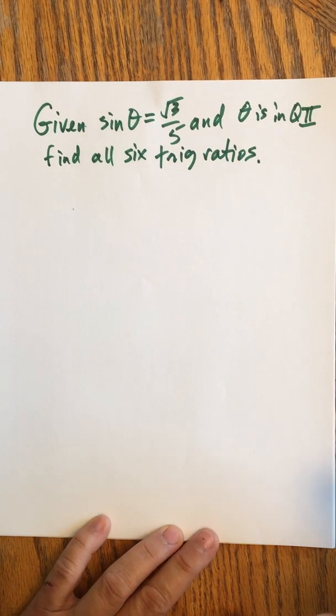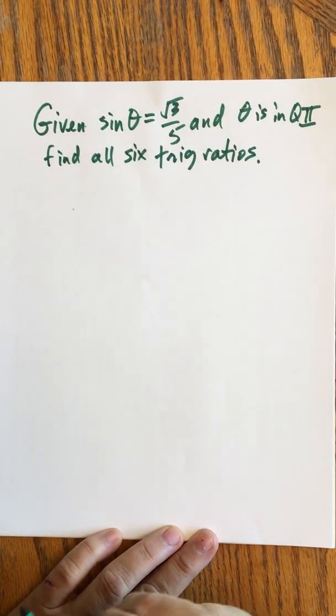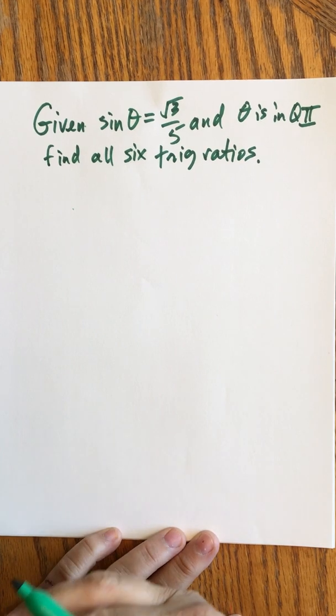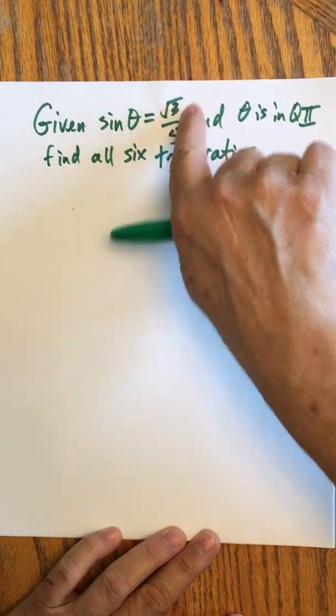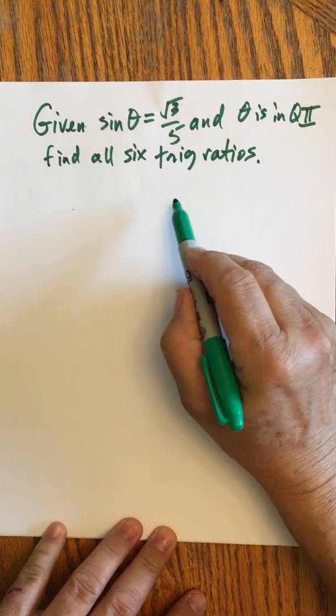Hello, in this video I'm going to look at a specific problem. If you're given that sine of an angle theta is square root 3 over 5, and theta is in quadrant 2, find all the 6 trig ratios. Of course, one of the ratios is right here, square root 3 over 5. So let's take a look at what this is telling me.